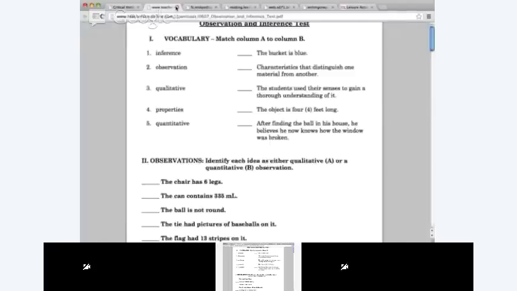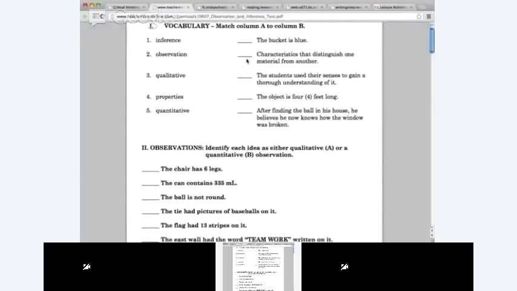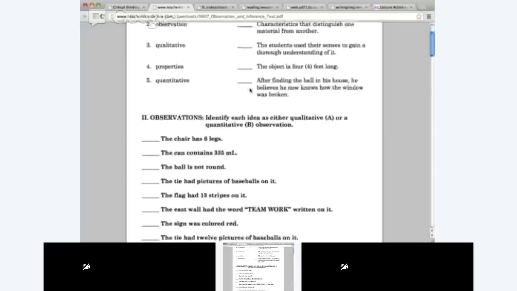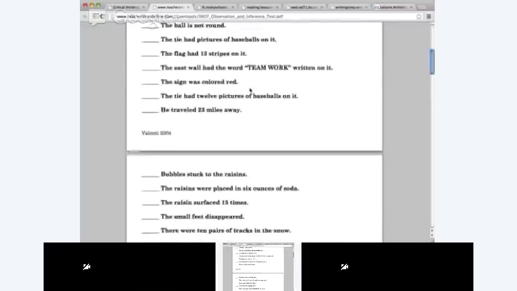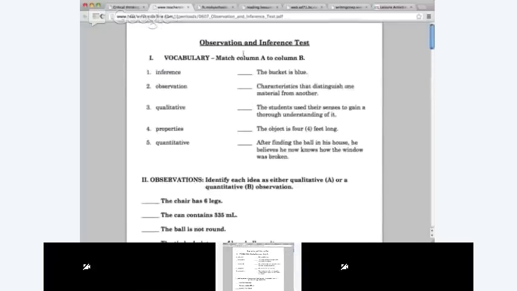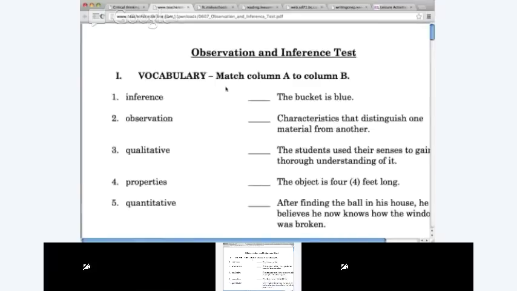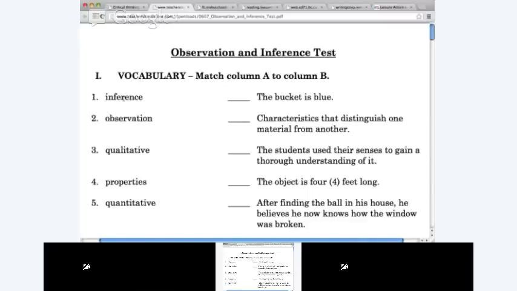Okay, all right, now let's do a little bit of a review, okay? We're going to look at everything all together now, all right? First part is vocabulary, all right? Let's see if we can match these words with these sentences, okay? Which one is an inference? What's an observation? What's qualitative? What are the properties? And what are quantitative here, okay? So what's a definition or what's an example of an inference?